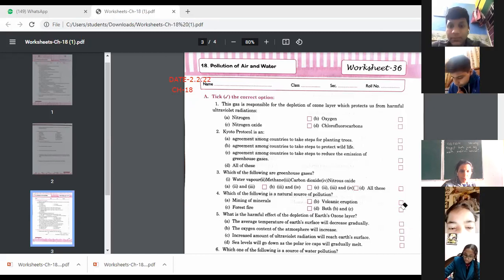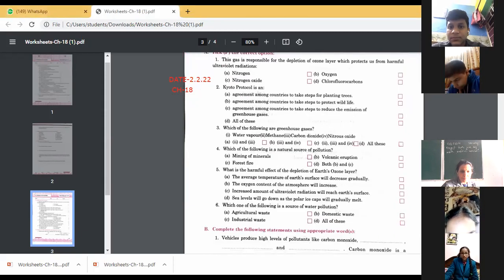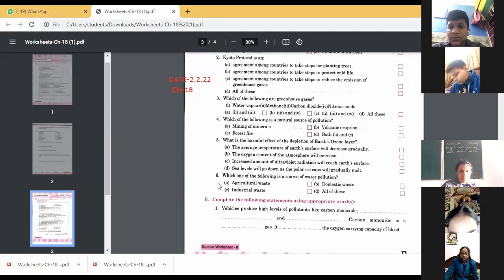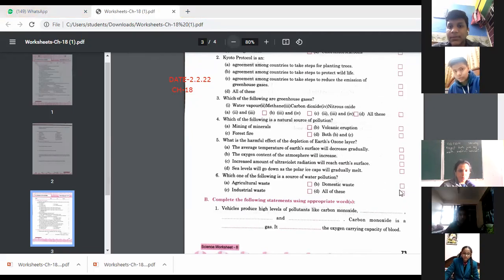Which of the following is a source of water pollution? So kindly see to it. Which of the following is a source of water pollution? Agriculture waste, domestic waste, industrial waste, or all of these? What do you say? All of these. So yes, all of these are responsible for water pollution.